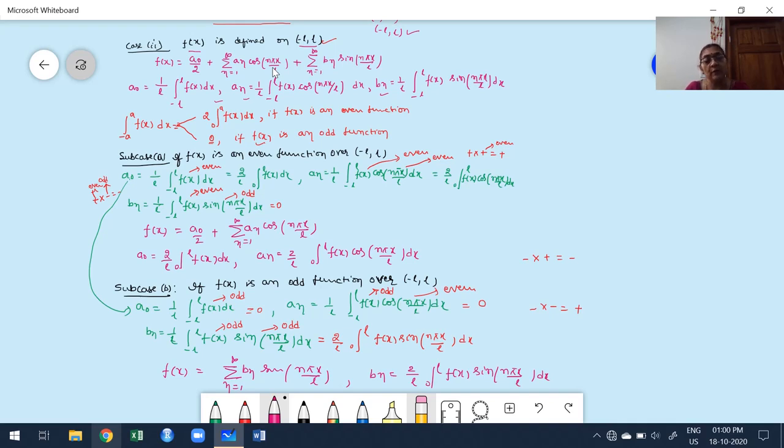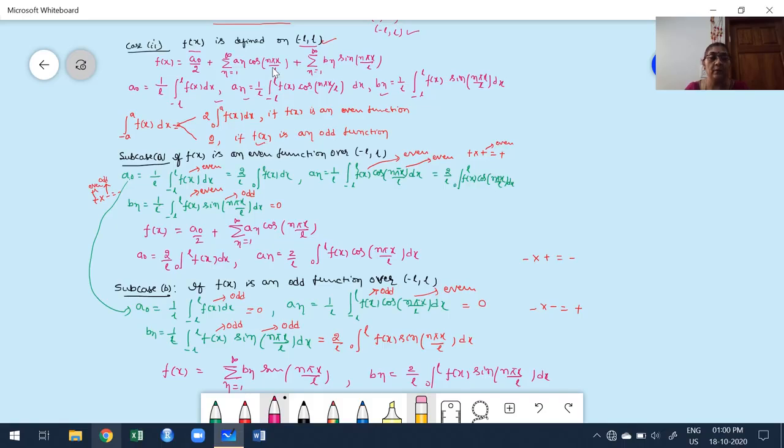And also suppose the function is an odd function. Then a naught and an are 0, and only bn remains. Then we get the construction of the Fourier series very easily, because I only have to find bn. Instead of that, some apply case 2 directly. Suppose the function is odd; if you find a naught, an and bn, definitely a naught and an are 0. They are simply wasting time.